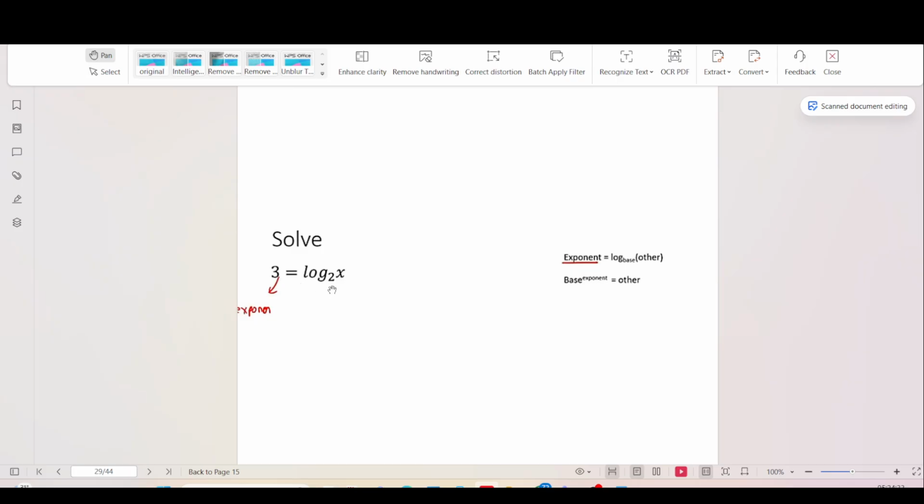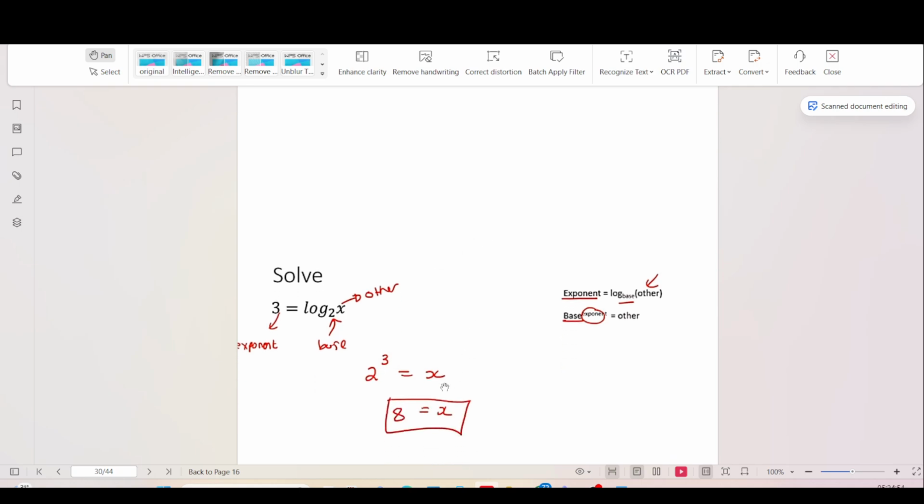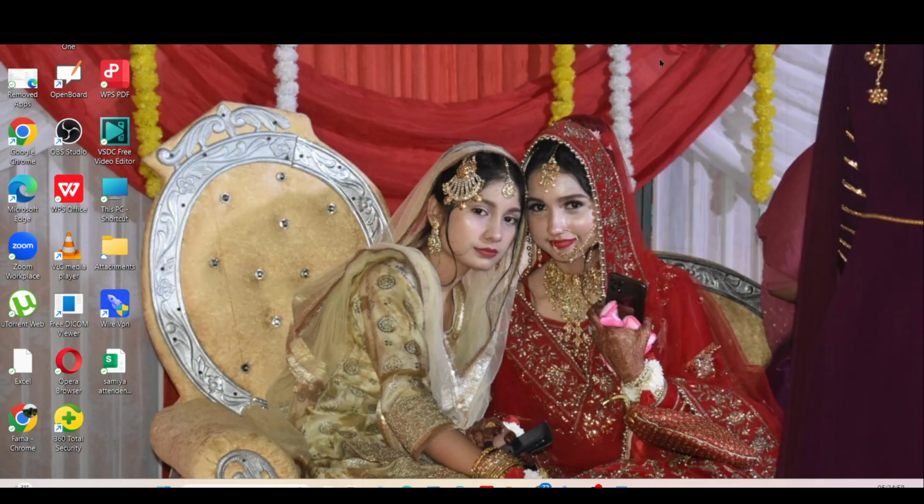Convert this into exponent. What did you say, miss? Convert it into an exponential function. Okay. So 2 to the power 3 equals x. Yes. So x equals 8. Okay, great. Let me stop here.